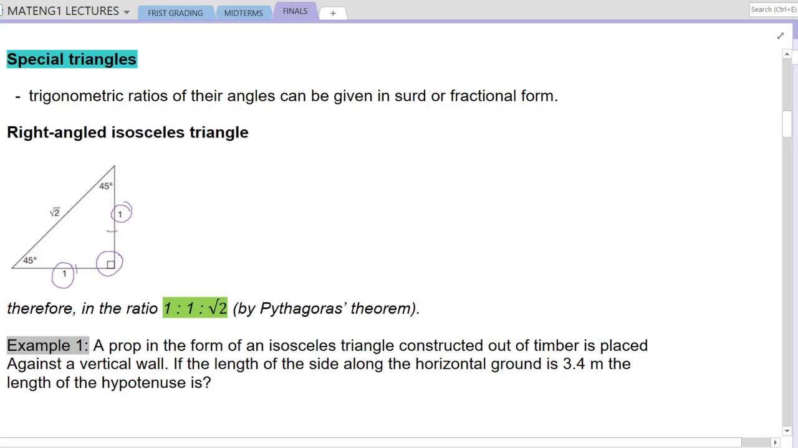Okay, to get the value of the hypotenuse, we just use the Pythagorean theorem, which is a squared plus b squared is equal to the square of the hypotenuse, c. So that is 1 squared plus 1 squared equals c squared, and 1 plus 1 equals 2, which is equal to c squared. To get the value of c, we square both sides, and the hypotenuse is equal to the square root of 2 units.